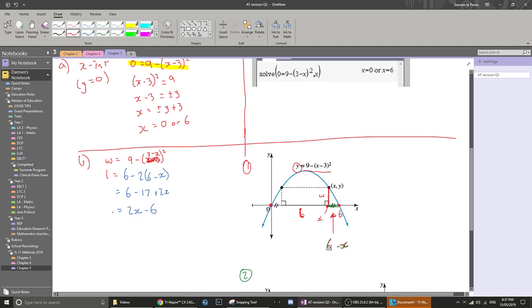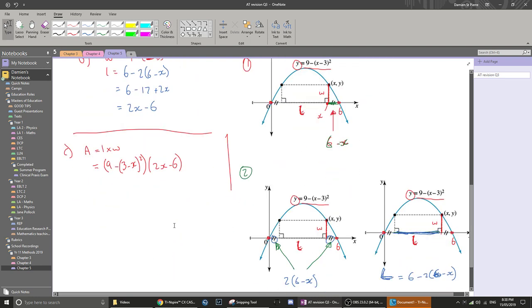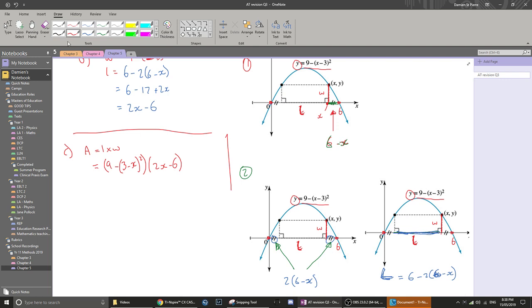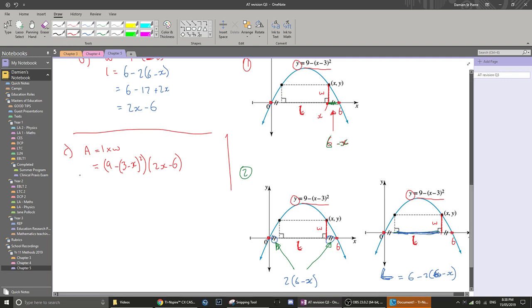Let's do part C. Area of any rectangle is equal to length times width. So we get 9 minus (x minus 3) squared, all times 2x minus 6. This is just a binomial expansion. Okay, one term, one term, one term, one term. We can use our distributive law. And I'll go through this quickly, working out.